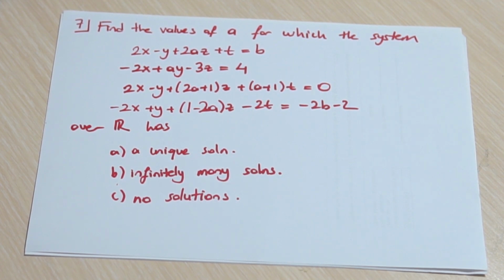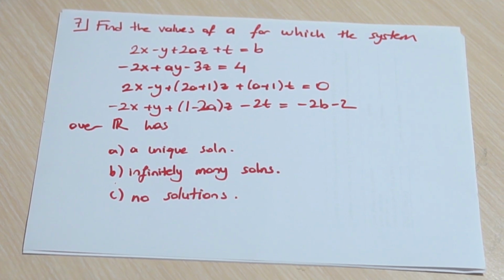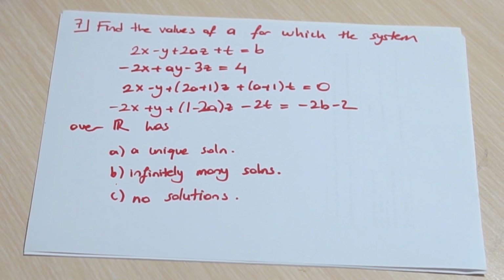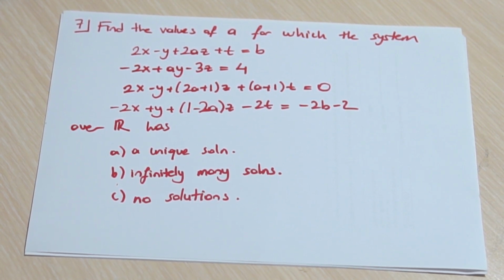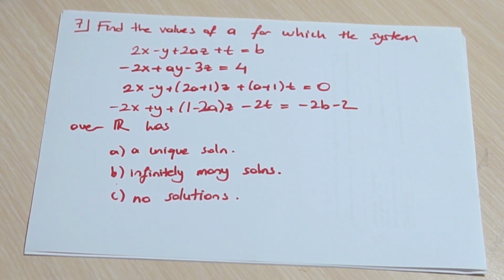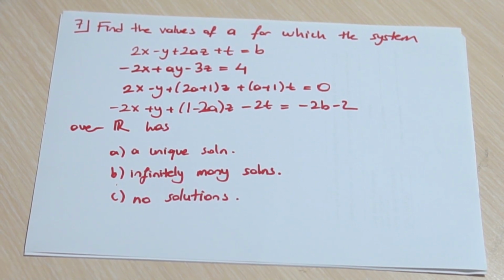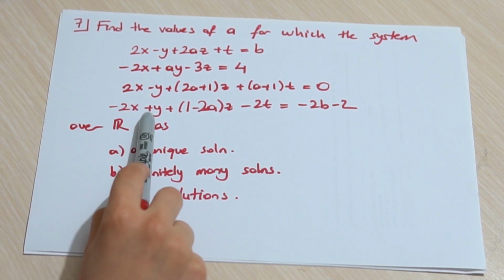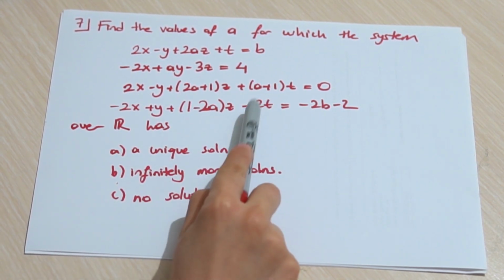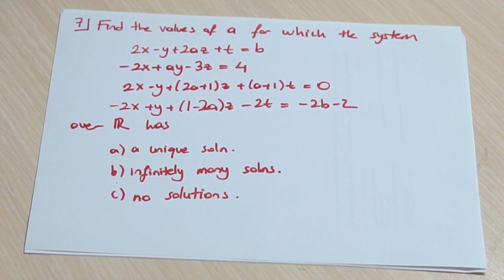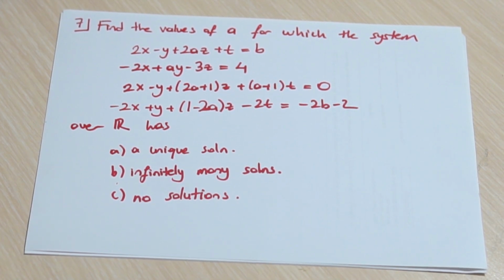Question 7. Question 7. Find the values of a for which the system 2x minus y plus 2az plus t is equal to b, minus 2x plus ay minus 3z is equal to 4, 2x minus y plus (2a plus 1)z plus (a plus 1)t is equal to 0, and minus 2x plus y plus (1 minus 2a)z minus 2t is equal to minus 2b has a unique solution, infinitely many solutions, and no solution. We need to find these cases.